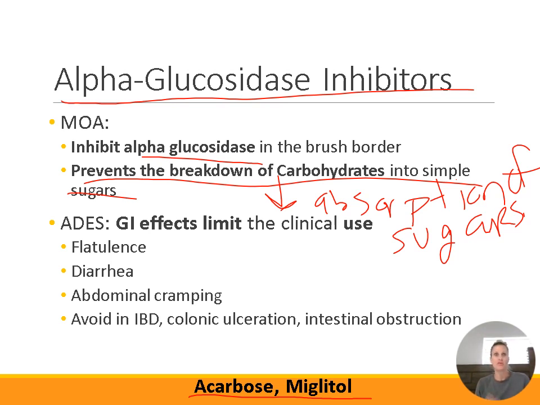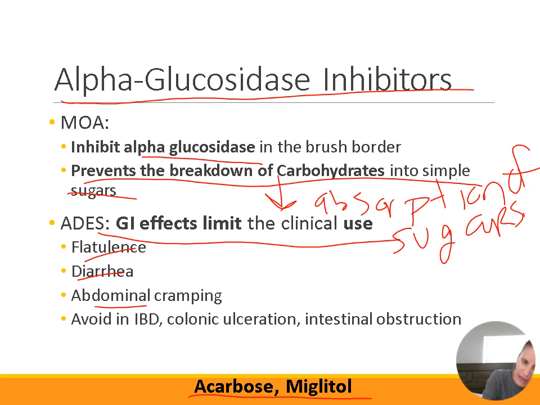However, they're not associated with a lot of systemic adverse drug effects, which is great, but their GI effects do tend to limit their clinical use. They are associated with flatulence, diarrhea, and abdominal cramping, so they're not very well tolerated by patients. And note that all they're really doing is decreasing the amount of sugar that gets absorbed from the diet. So that's really something that patients can control with their diet anyways. If they just avoid eating it to begin with, then they don't have to worry about it not getting absorbed.